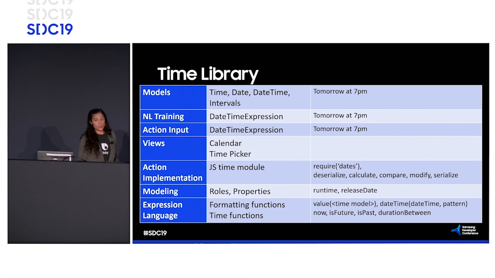Then there's a few views we were able to use. There's a calendar, which I showed you. There's also a time picker with the sliding wheels to pick the hour, the minute, AM, PM. In the action implementation, we were able to inflate the time and then do comparisons, calculations, modifications, and finally convert it back to whatever format we wanted. And we did this by importing the dates JavaScript module.